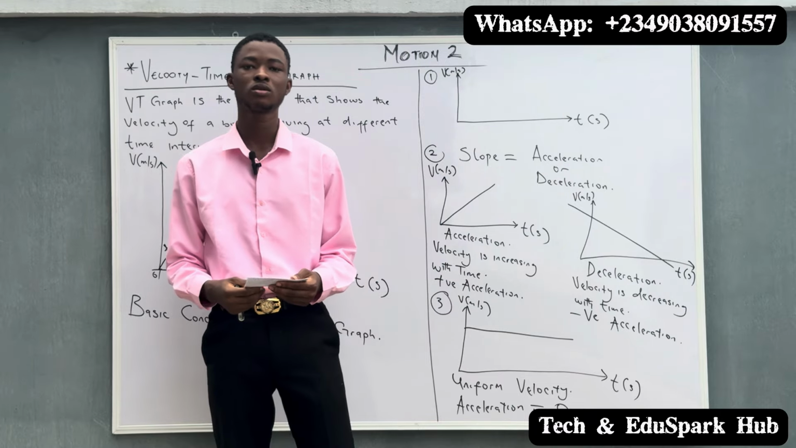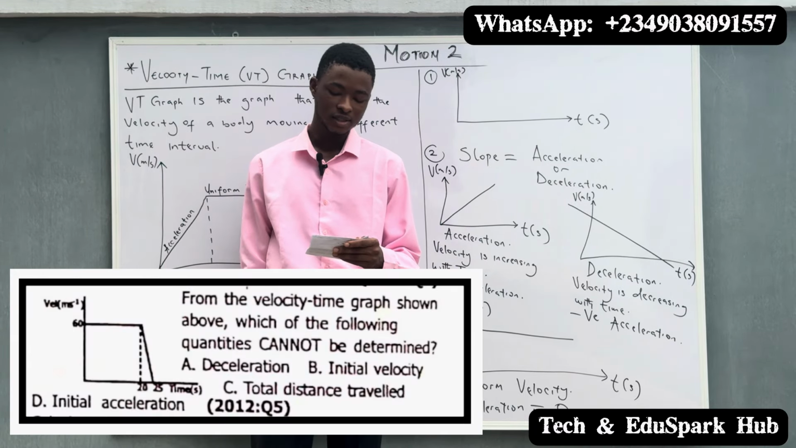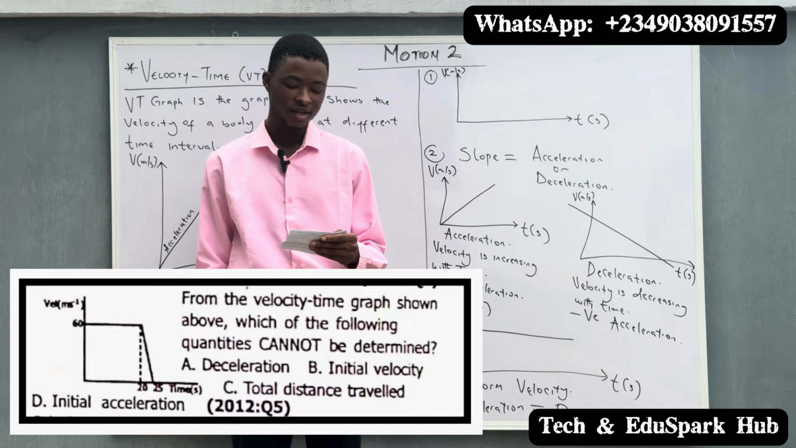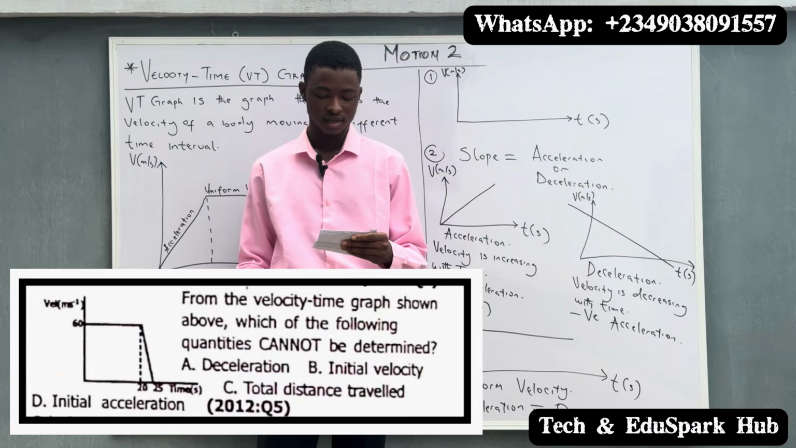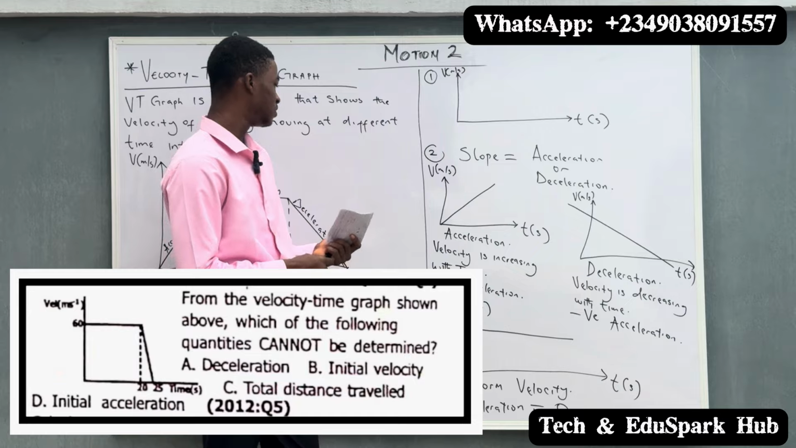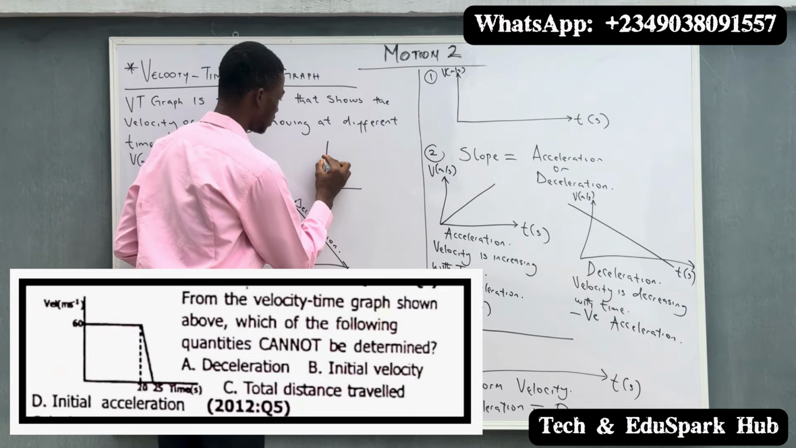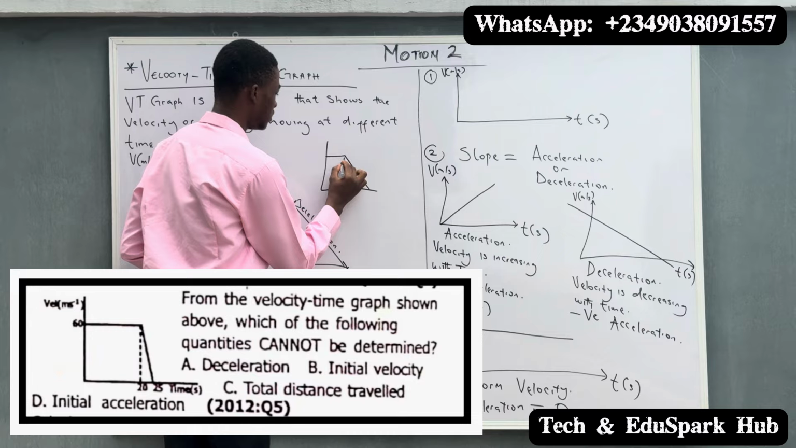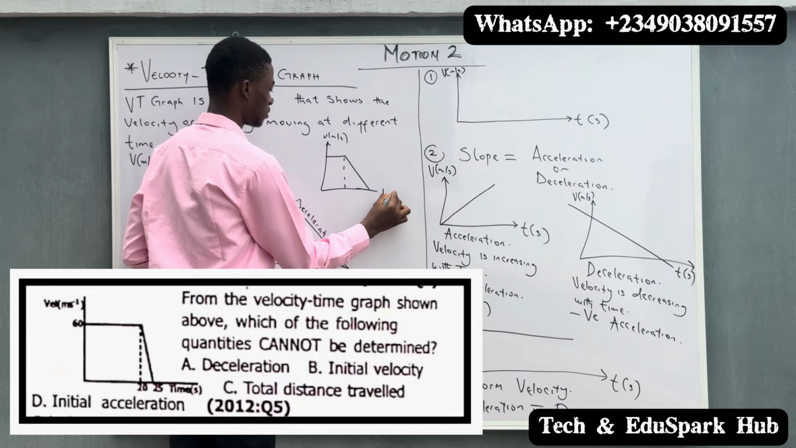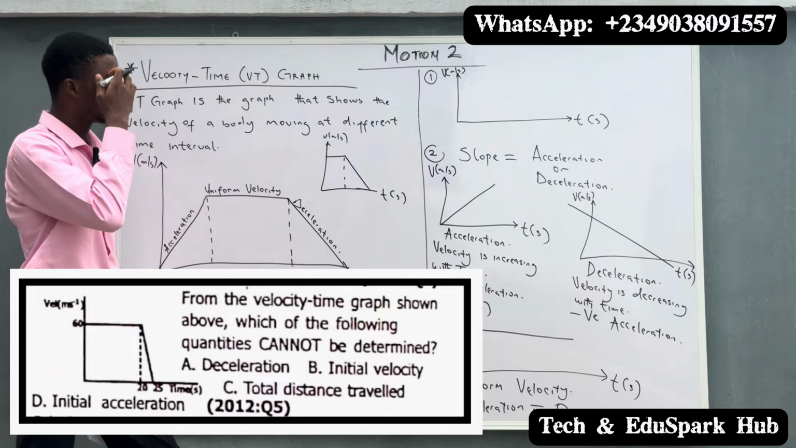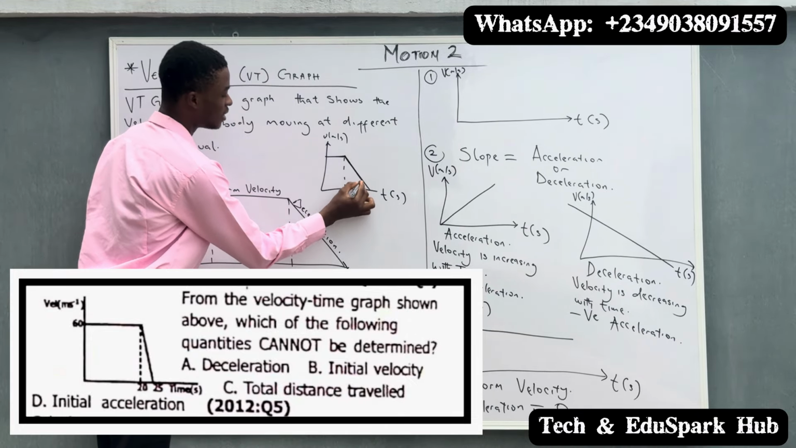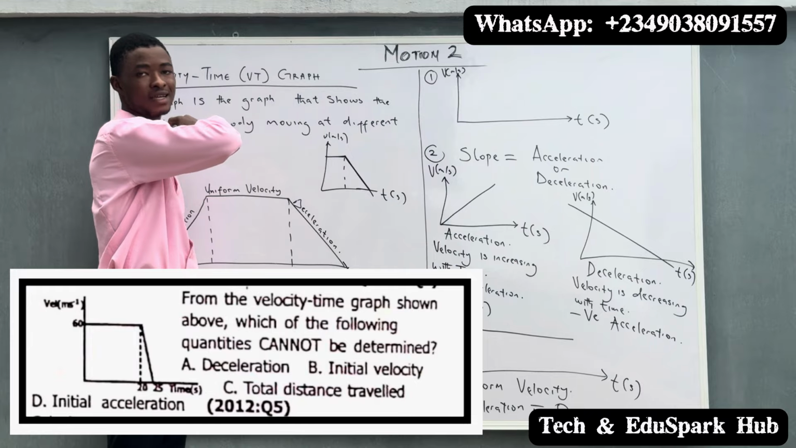And moving to the third question, the question says, from the velocity time graph shown above, which of the following quantities cannot be determined? A, deceleration. B, initial velocity. C, total distance covered. And D, initial acceleration. So looking at this graph, what do you think is not present? You can see we have our uniform velocity here, which is the straight line graph, and we have our deceleration, which is a slant line, the negative slope.